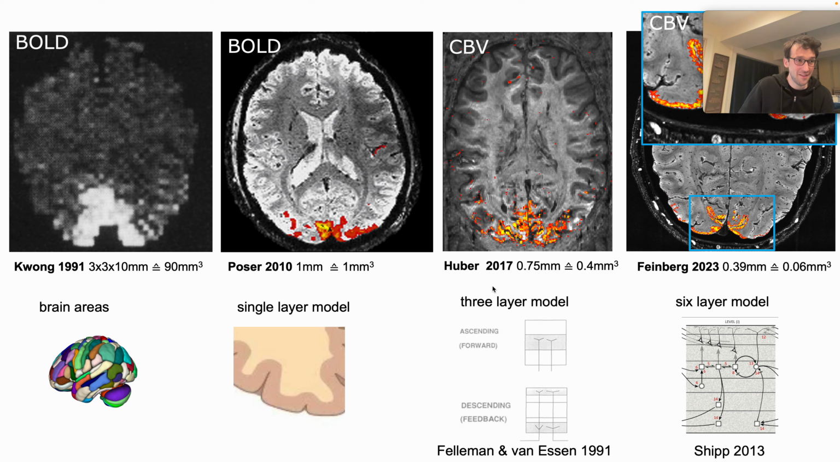And for conventional layer fMRI at 0.75, for example, you can just barely distinguish two layer groups like feedforward and feedback. But we do know that the cortex is more complex, right? There are more than two layer groups and there are a lot of interactions.